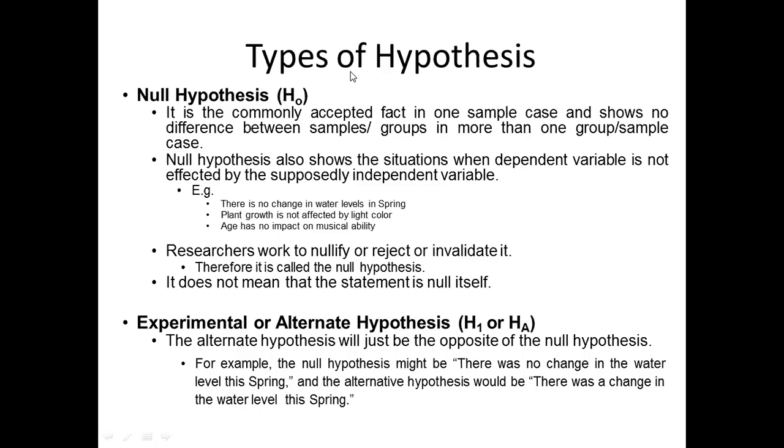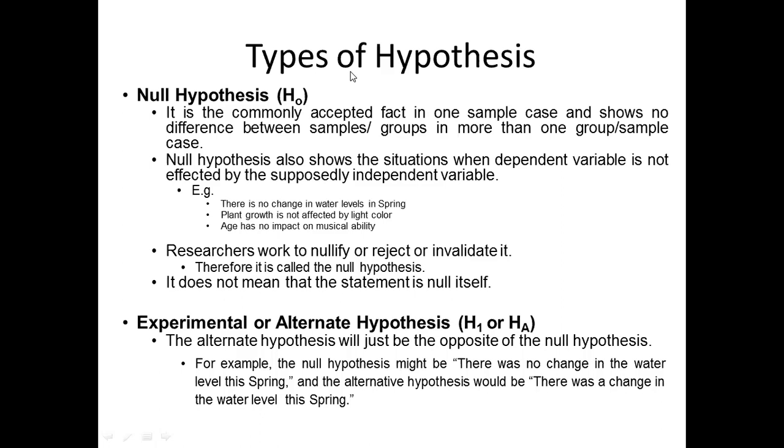Researchers work to nullify or reject or invalidate the null hypothesis. The job of the researchers is to invalidate the null hypothesis, and this they do by making an experimental or the alternate hypothesis. But we should remember that the null hypothesis is not called a null hypothesis because it is a null or a zero value. It is called a null hypothesis because it is nullified. It is being rejected. We try to reject it. We try to invalidate it.